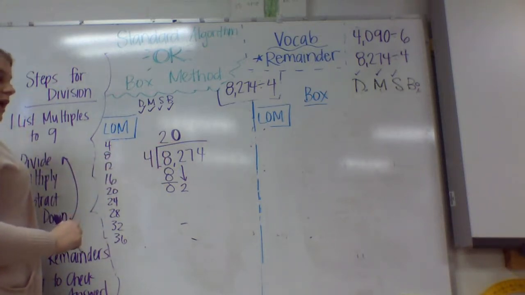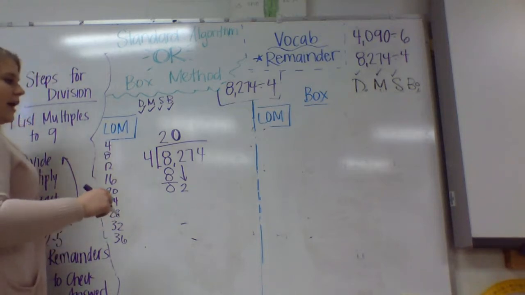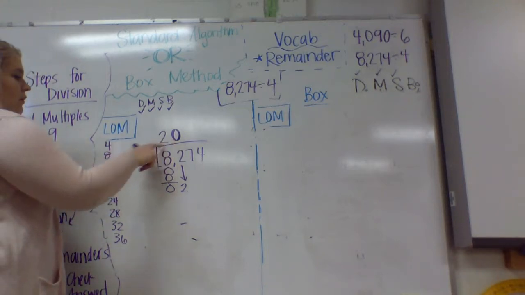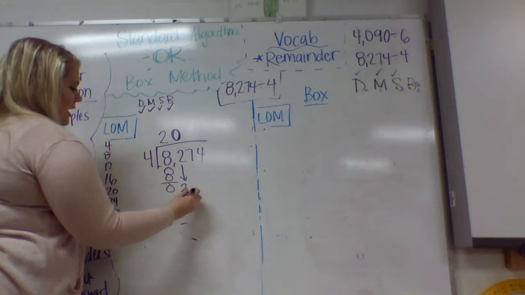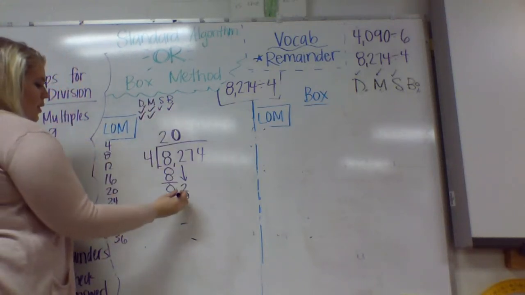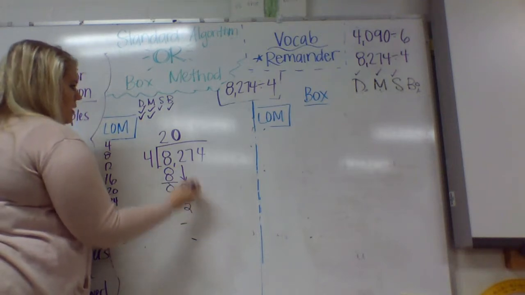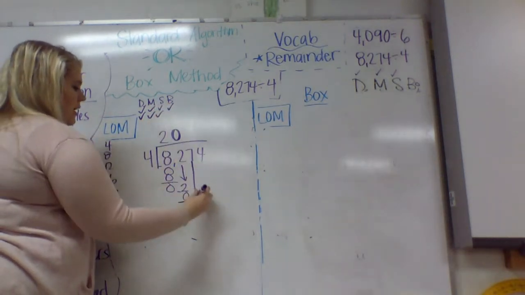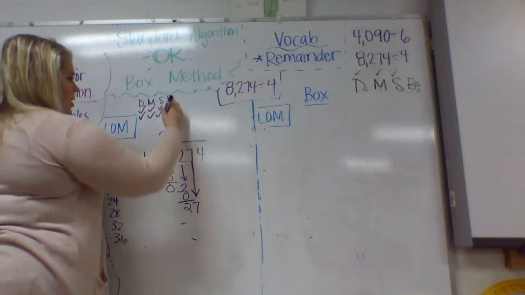So we could shortcut or we could work it out. We're going to go ahead and just work it out. 4 times 0 is 0. 2 minus 0 is 2. And I can bring down 1 at a time, so I'm going to bring down my 7.